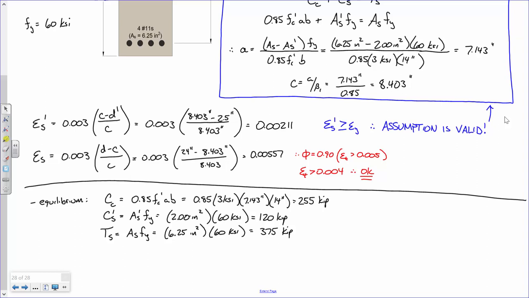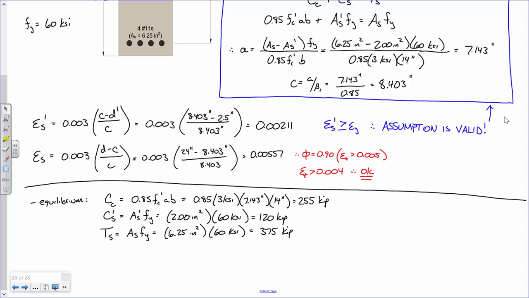I wanted to go ahead and just off to the side compute what are my compressive forces, what are my tensile forces. When you add up your tensile forces, there's only one, so you get 375. When you do your compressive forces, you add those up, you also get 375. So this is a valuable check you will want to make to ensure that compression equals tension. If that's wrong, then you've got a calculation error somewhere and you need to go and check that. If C doesn't equal T, you've got a problem somewhere.